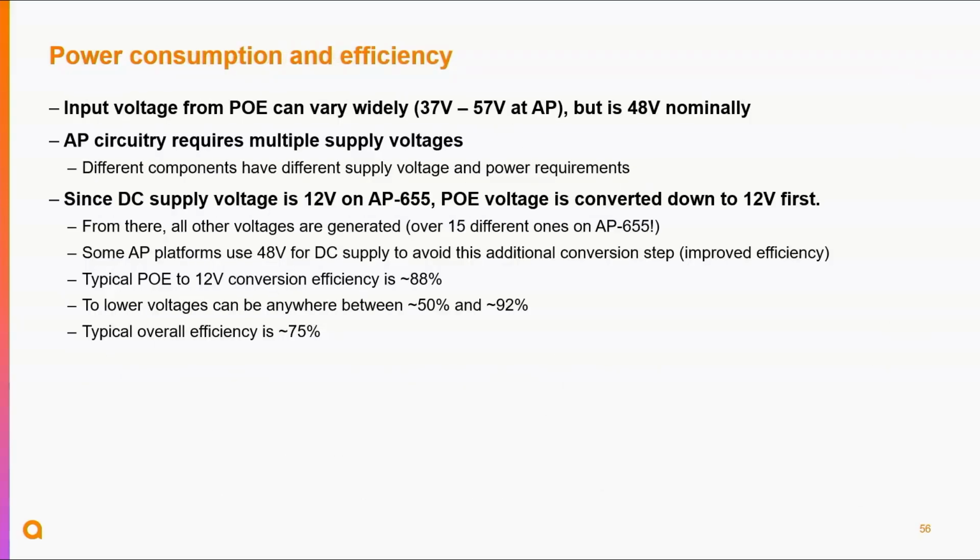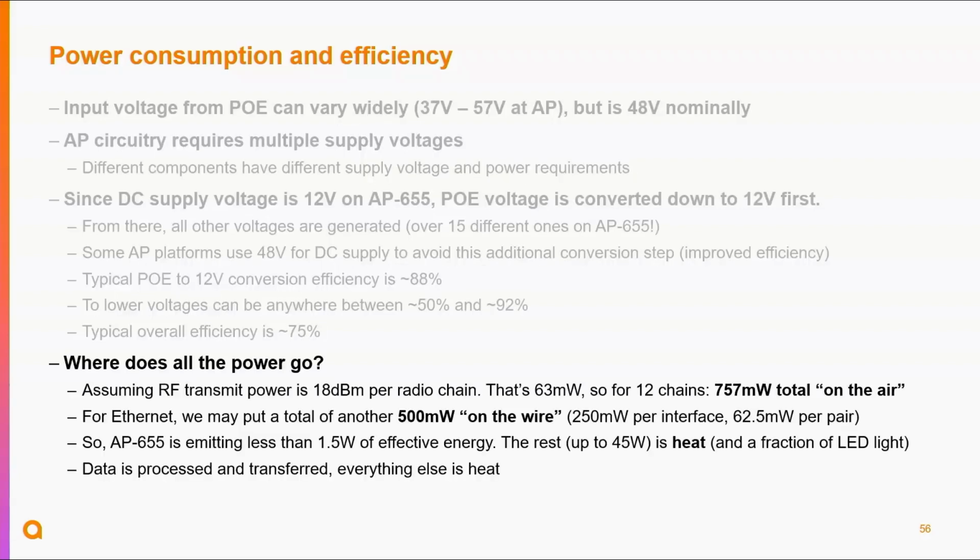That's where my voltage range was. So PoE varies from 37 to 57 volts, worst case, depending on what PoE source you use. And then, as I said, we require multiple supply voltages. And then we go down to 12 first. Typical efficiency, we think, is about 75%. If you look at the overall, what goes in on the PoE side and what gets supplied to all the components, it's about 75%, but it typically goes through a lot of conversions.